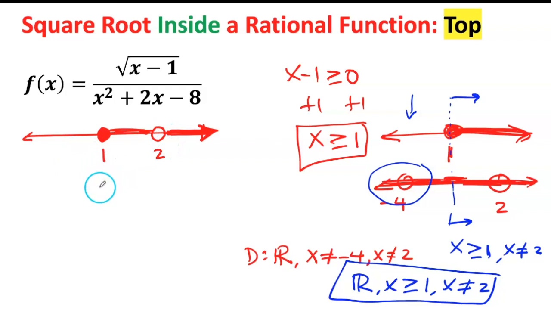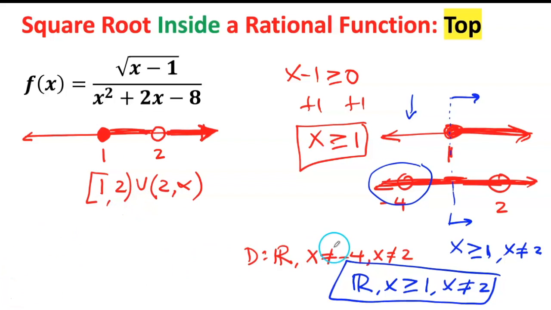So interval notation, I start with 1, bracket. I go all the way to 2, not included, parenthesis. Then I jump to the other side. And then I start again at 2, and then I go all the way to infinity. So this is the easiest way to write the domain, okay, once you see it on the graph. This is my interval notation.